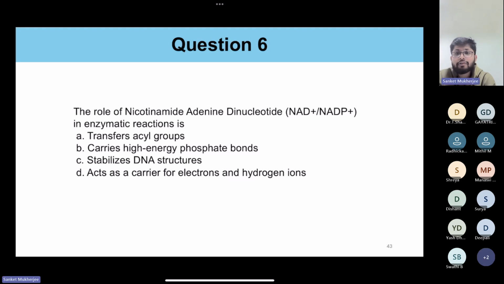This is essentially general knowledge. You must have read about it. Act as a carrier for electrons and hydrogen ions. Absolutely true. In the electron transport chain, even in case of photosynthesis, it acts as an electron transporter. Basically, it carries electrons.